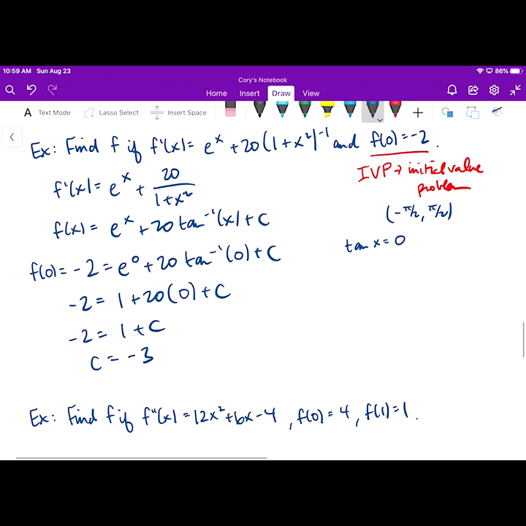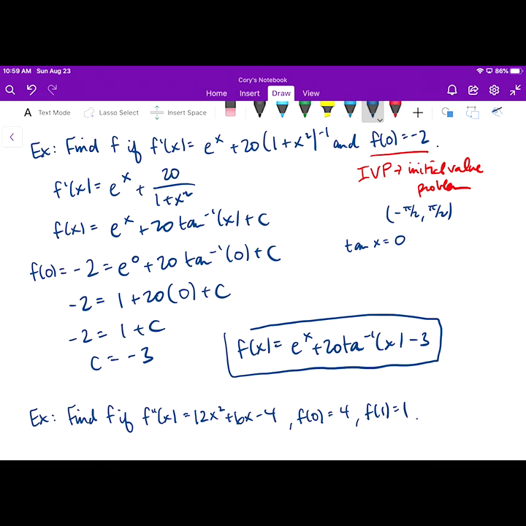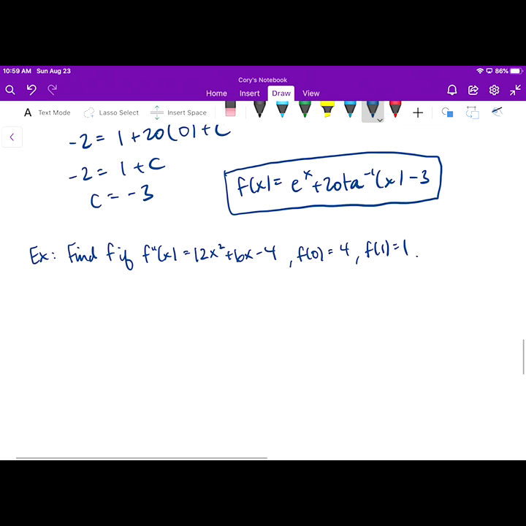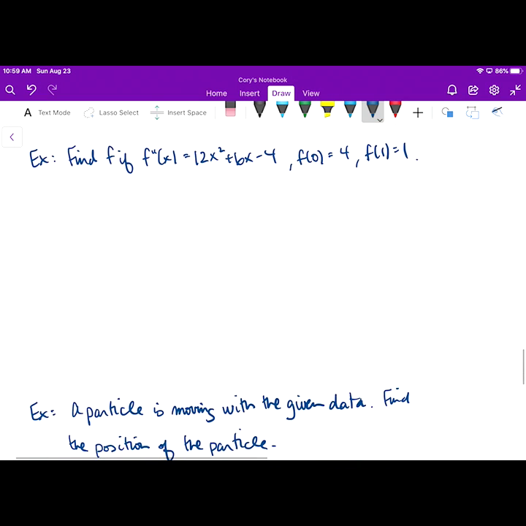And if c is equal to negative 3, then our function f of x becomes e to the x power plus 20 times the inverse tangent of x minus 3, okay? And when we have an initial value like that, again, we're going to be able to figure out the value of the constant c in your antiderivative. Okay, let's move on to the next one.